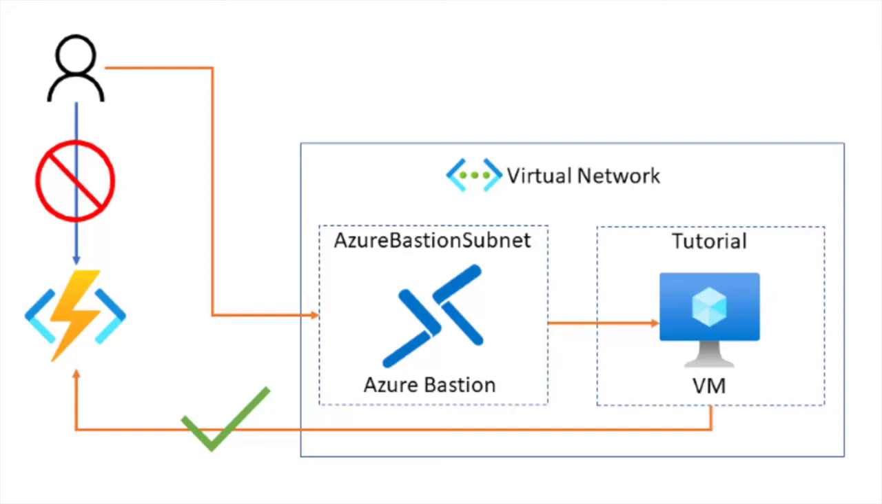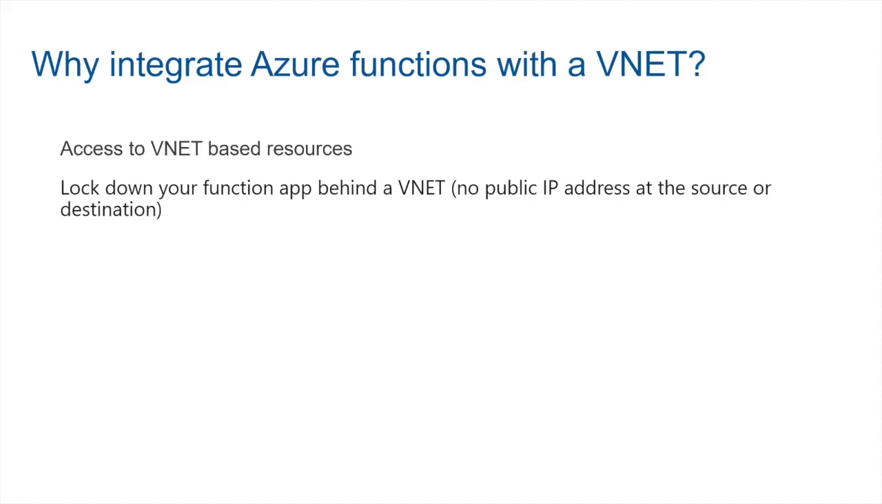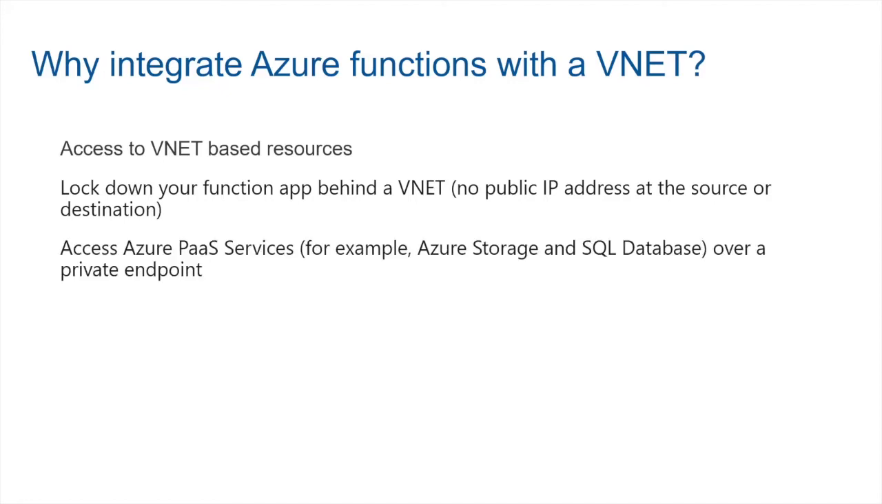So why would you want to integrate your functions into a virtual network? Let's take a quick look. First and foremost, you're able to access virtual network-based resources. You might have a SQL Server VM running inside your virtual network, and you want to access that from your Azure function. You may want to lock down, and we saw the previous slide, you may want to lock down the function endpoint behind the VNet, so there is no public IP address. Third, you want to access Azure PaaS services, for example, Azure Storage or Azure SQL Database, over a private endpoint, which is inside a VNet.